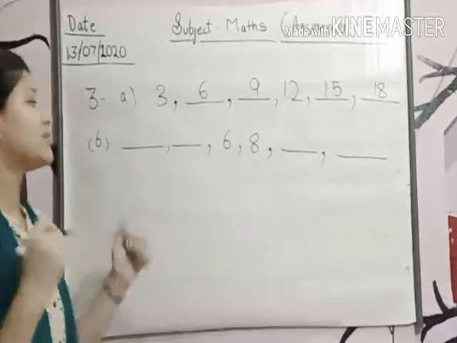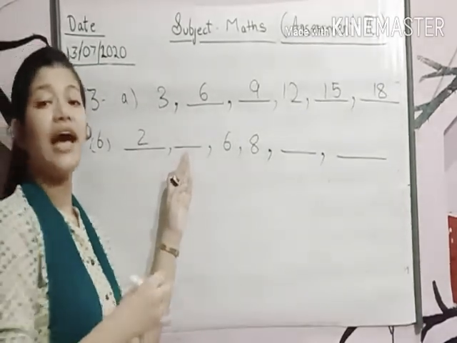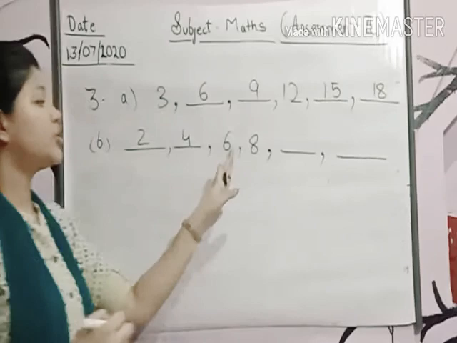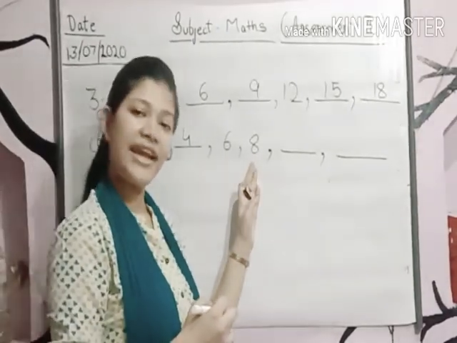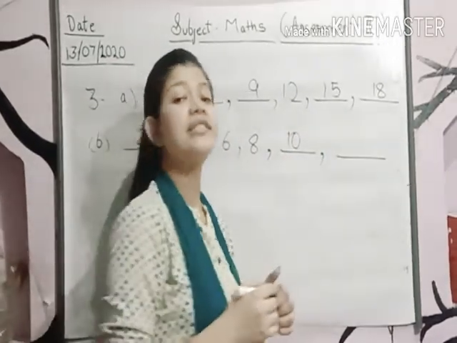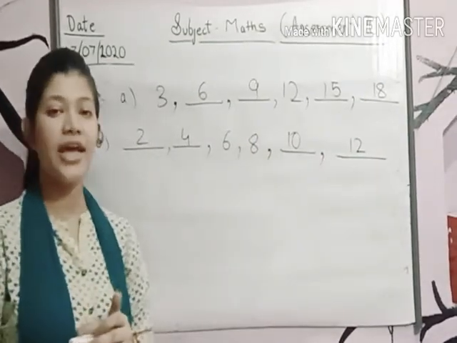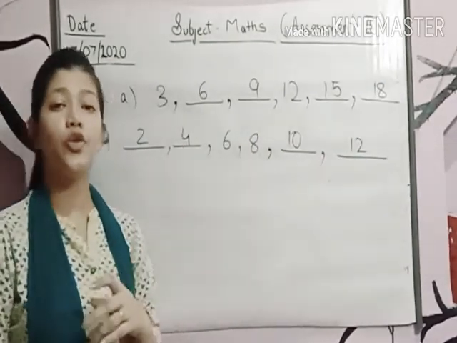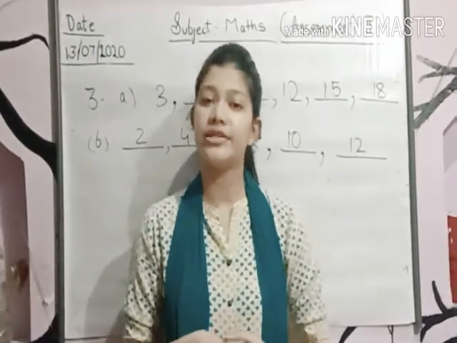Okay. So let's write 2 ones are 2, 2 twos are 4, 2 threes are 6, 2 fours are 8, 2 fives are 10, and 2 sixes are 12. Clear? Okay. I hope this is clear to you all. Now the next 3 questions you have to do yourself.